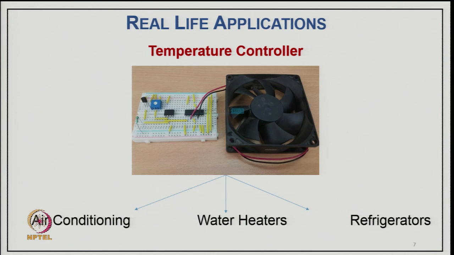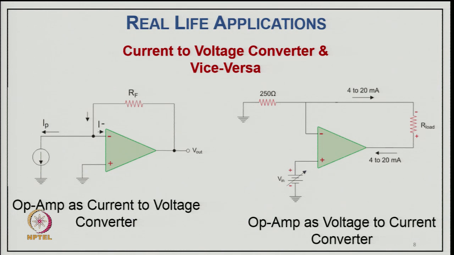Then another is the temperature controller, which I told you about, for air conditioning, water heater or refrigerator, and you certainly use operational amplifier chips for the control of temperature in all these applications. Then there are the current to voltage converter and voltage to current converter for different applications. You might have a signal as a current signal but have to convert it into a voltage signal, which you might give to an ADC to pass on to the process, or you might have a voltage signal coming from some process and convert it into an equivalent current signal.